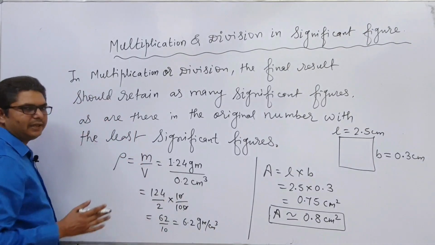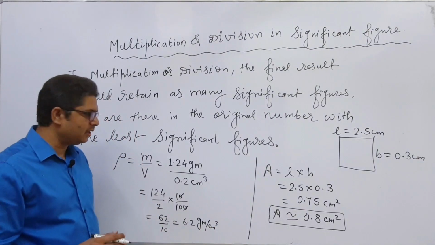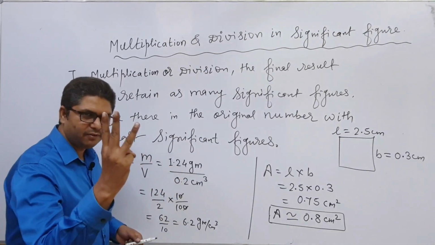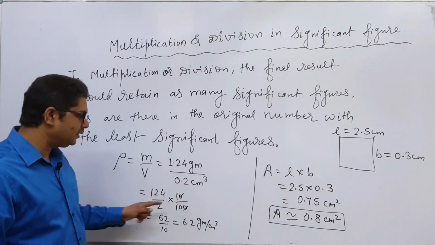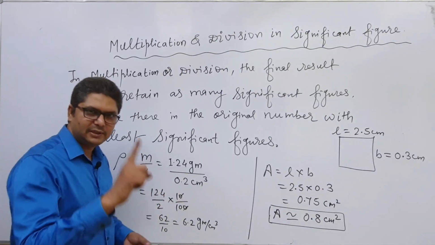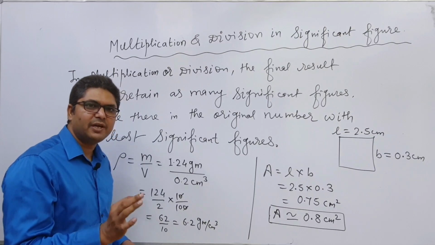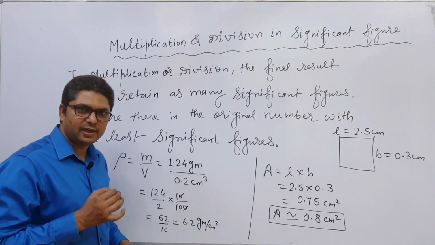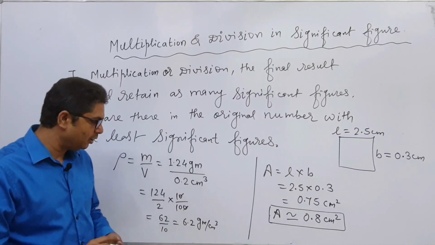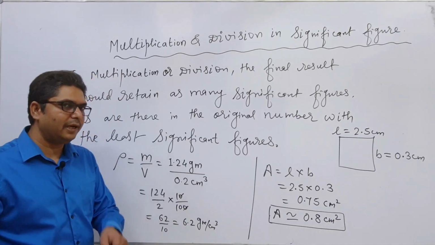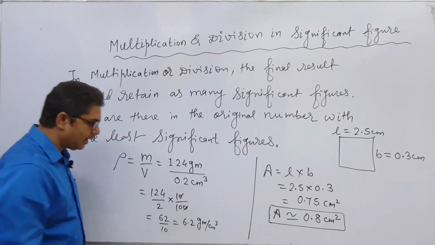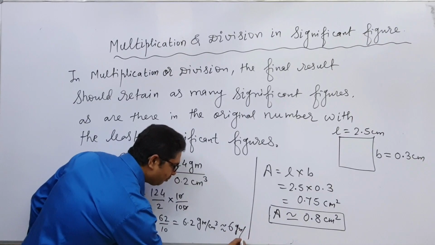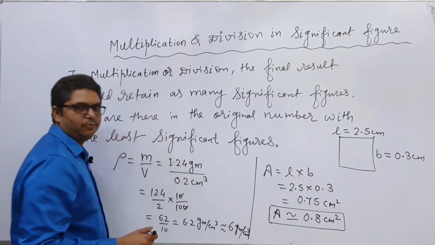Now, after finding the answer, you see the significant figures. In the question, mass is 1.24. It has 3 significant figures. And volume is 0.2. So it has 1 significant figure. Least significant figure is 1. So the answer should be written in the least significant figure, that is in 1 significant figure. So 6.2 should be rounded to 1 significant figure. And it comes out to be 6 gram per centimeter cube.